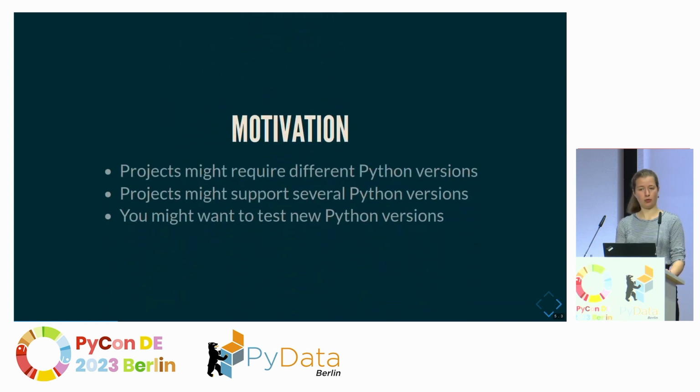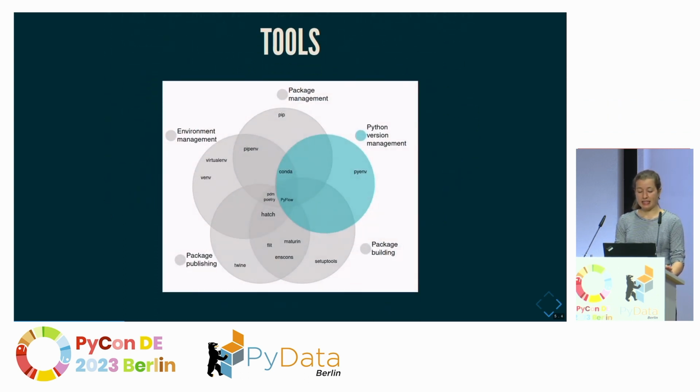And why would we want to do that in the first place? There are several reasons. For example, different projects might require different versions of Python, or a single project supports several Python versions that you would want to test. Or you might just want to check out the newest Python version or an older one and which features it has to offer. Python has a single purpose tool which can do that, which allows you to install and manage different Python versions, which is pyenv, quite a popular tool.